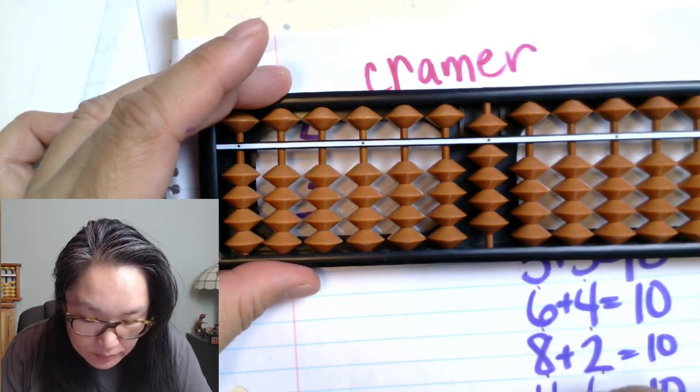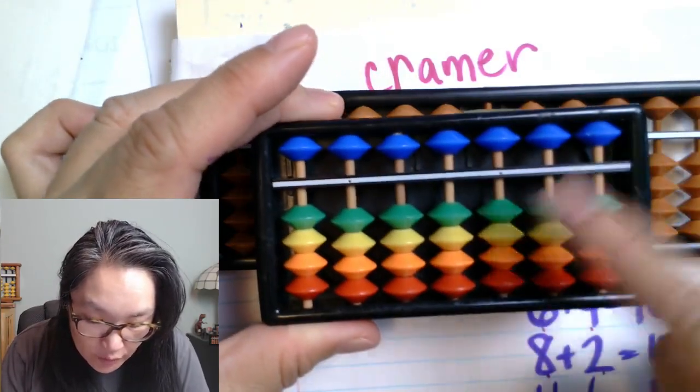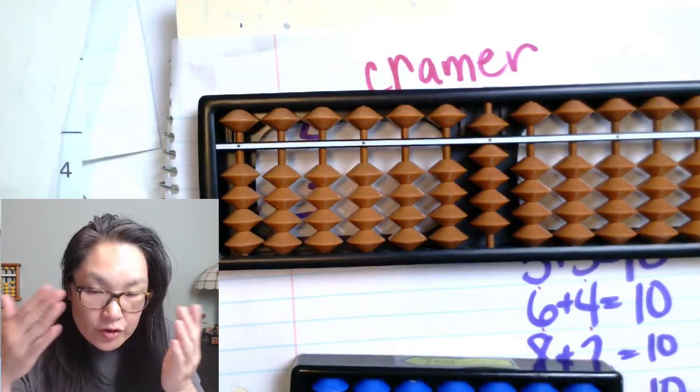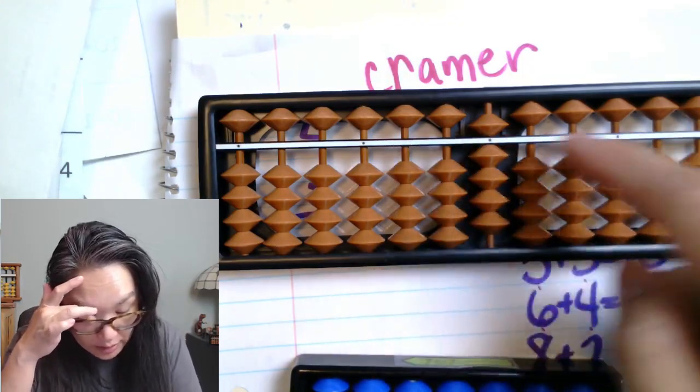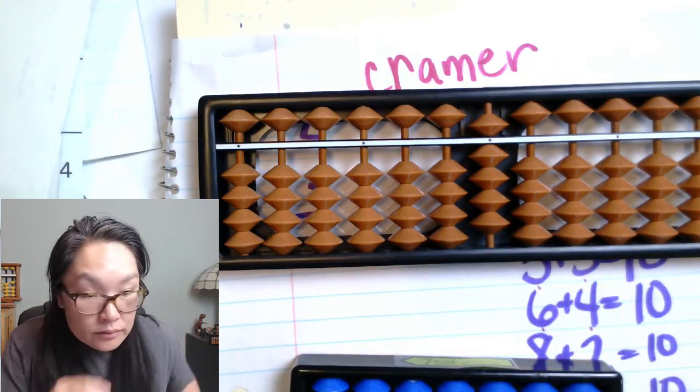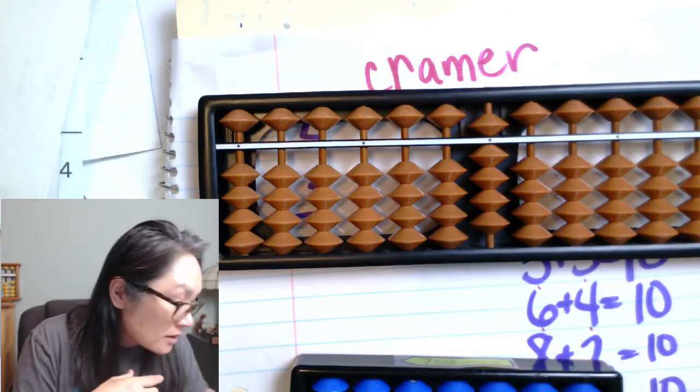positioning. The only reason why I use the colorful one is because it's just easier visually for the camera. But usually I would use the brown one, if that makes sense. I hope that's okay.